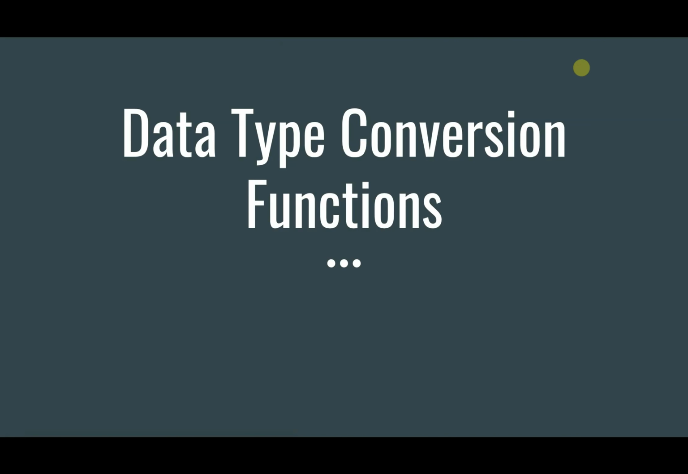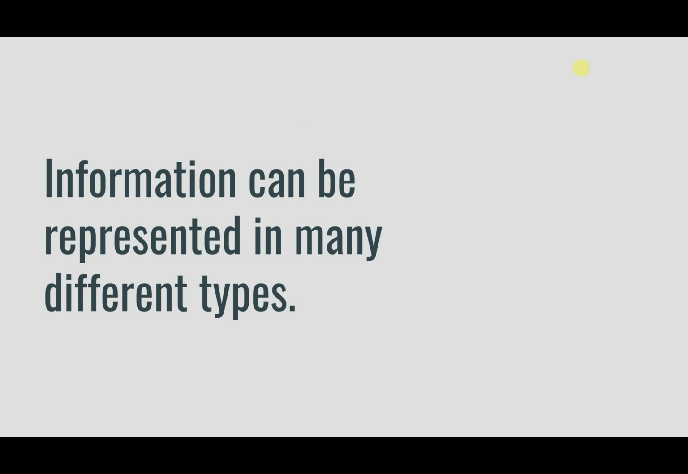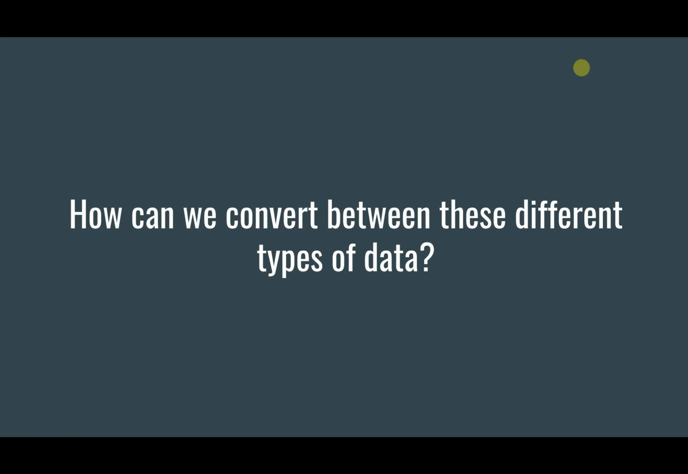In this lesson, we're going to be learning about data type conversion functions. If you recall in the last lesson, we learned that information and data can be represented within your programs through many different types. The reason we have all of these different types is because different pieces of data take up different amounts of space, and the data type tells Python how much computer memory to set aside to store that piece of information or data. Now you may be wondering, how can we convert between these different types of data within our Python programs?